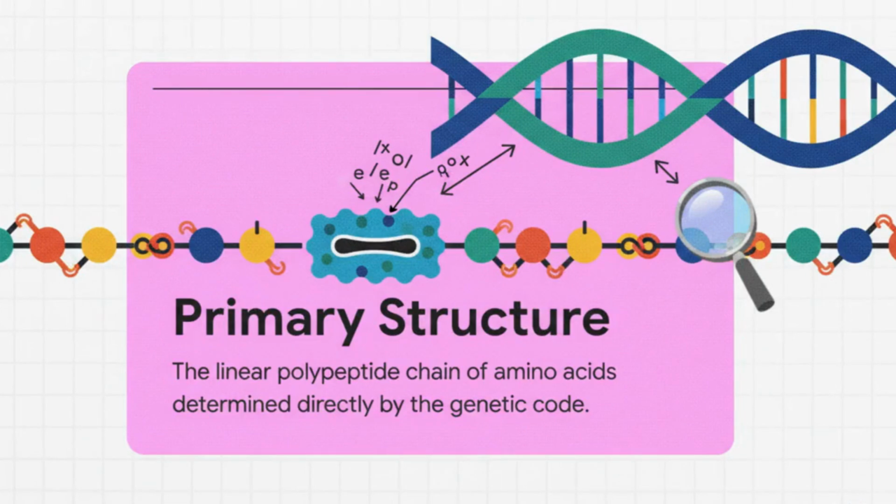Think of this level as the raw sequence. It's literally just a linear polypeptide chain of amino acids assembled directly from DNA instructions right on the ribosome. They're strung together like beads on a string, locked tight by peptide bonds. And this base sequence, it absolutely dictates everything else that follows.